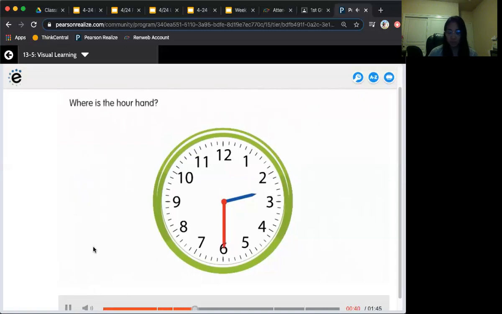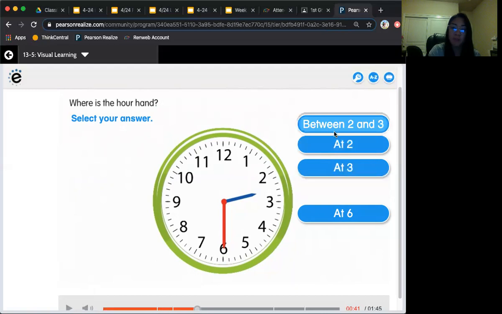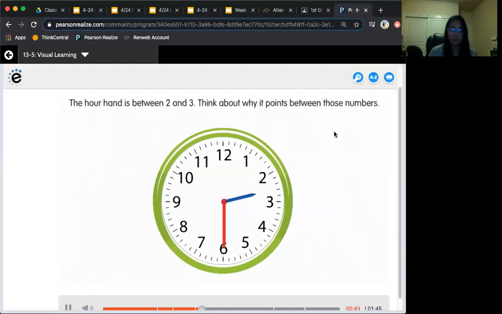Where is the hour hand? Select your answer. It's between the 2 and the 3. Good job. The hour hand is between 2 and 3. Think about why it points between those numbers. It takes the hour hand a whole hour to travel from one number to the next. After a half hour, the hour hand has traveled halfway to the 3.